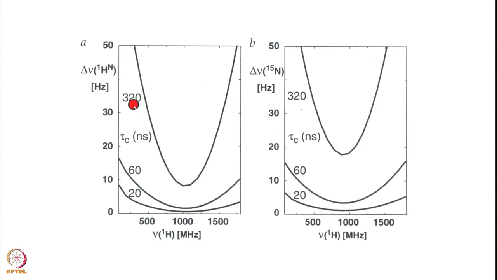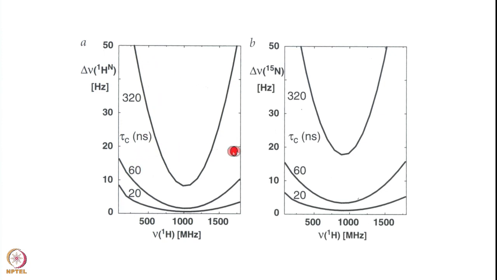These can be assemblies, where multiple copies of the same protein assemble together in an ordered form to form large assemblies. In such a situation, you can see how the line widths change in both the proton axis as well as the N15 axis. Okay, the line widths are so large, you see 50 hertz and it is 30 or something like that. So these are very large line widths. When that is the case, it is very difficult to see the signals in the HSQC spectrum.